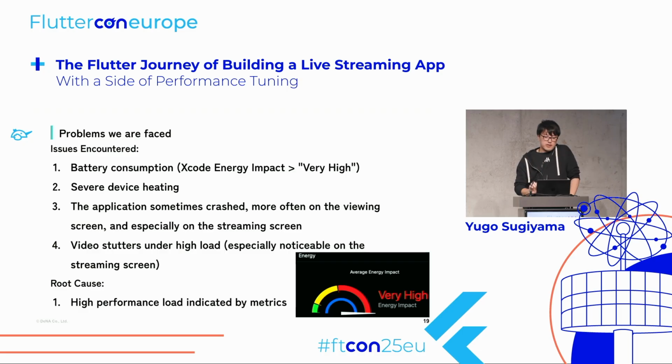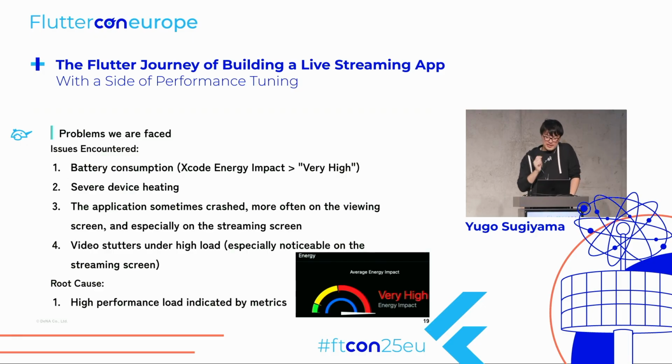The first issue was the battery consumption, especially on the streaming screen, where the battery drain was extremely high. When we checked the battery energy impact in the Xcode debug gauge, it was maxed out at a very high level. Related to that, there was also the issue of device heat. The device became so hot that in winter it could almost be used as a hand warmer.